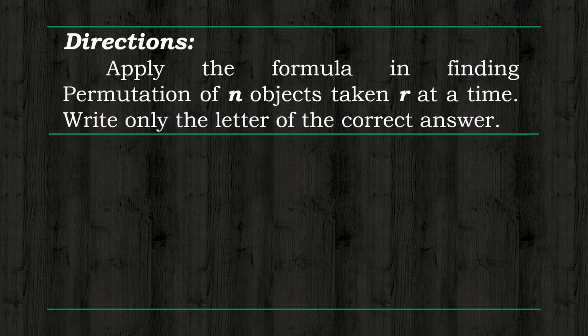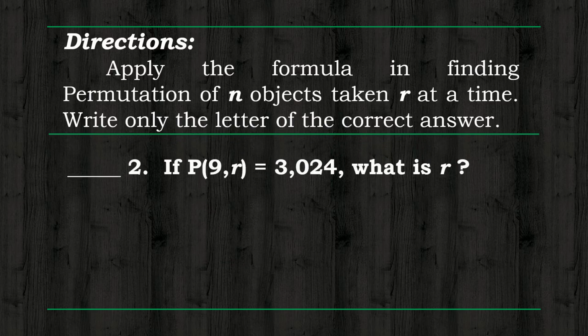6720. Number 2. If the permutation of 9 taken r at a time is equal to 3024, what is r? A. 2, B. 4, C. 5, or D. 6? The answer is letter B.